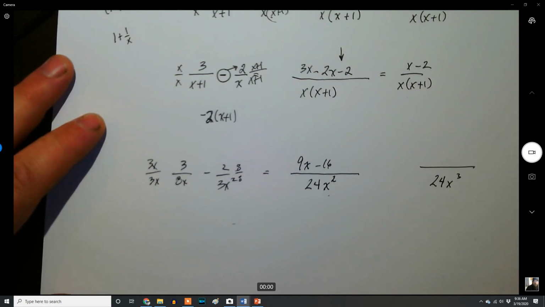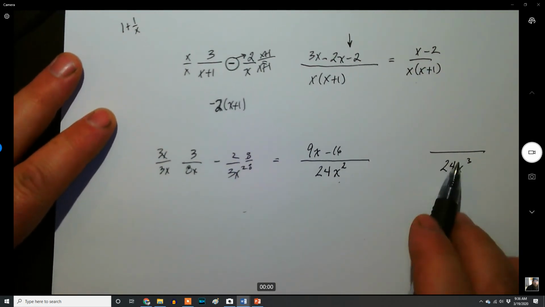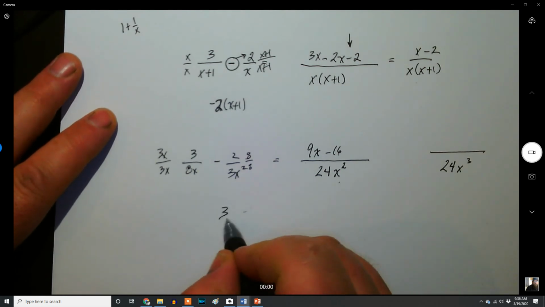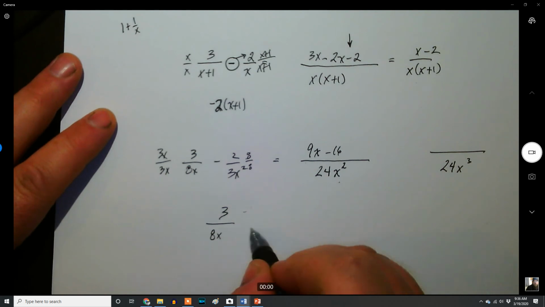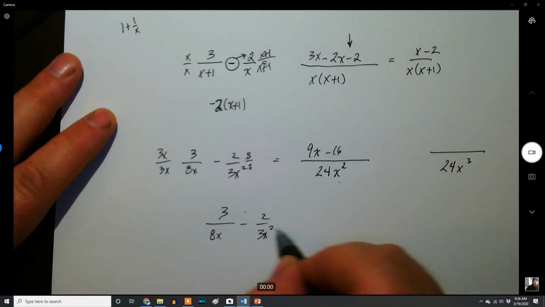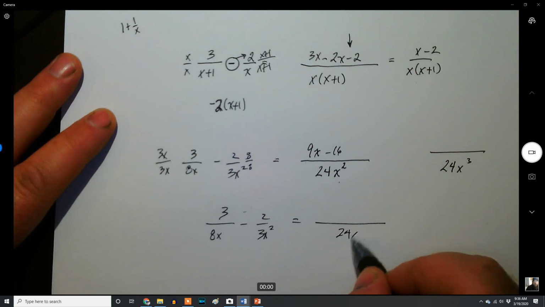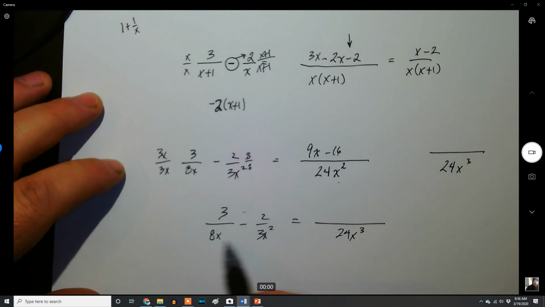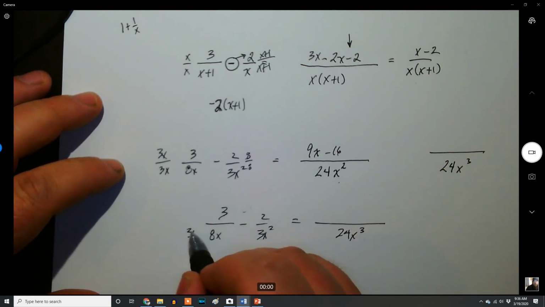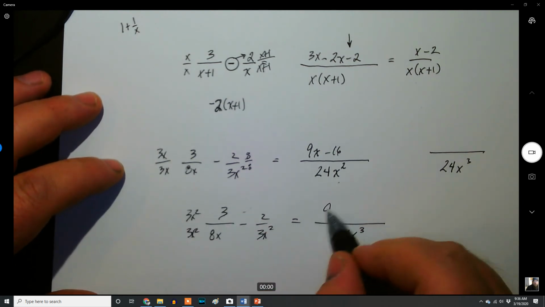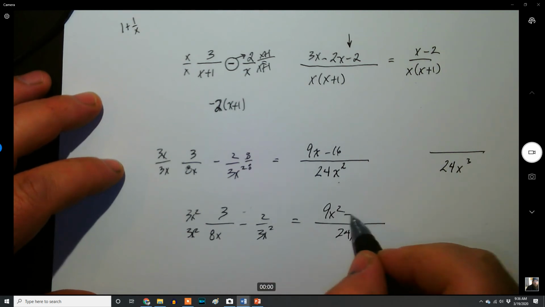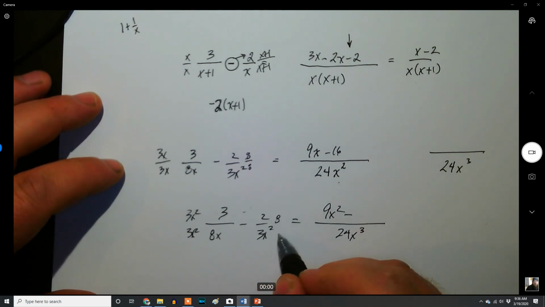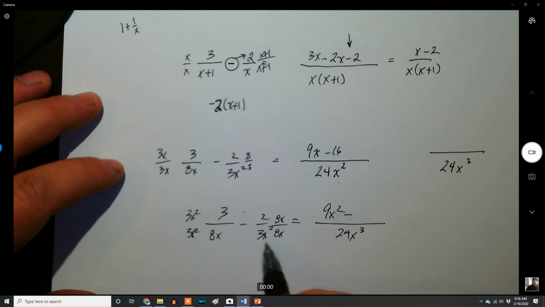All right, now let's see what would have happened if we didn't get that lowest common denominator. Let's say we went with this, right? So go ahead and write it over again. 3 over 8x minus 2 over 3x squared, right? So let's say we said it was 24x cubed. You can still get the right answer. It's going to be more work, right? So in order to make 8x into this, we have to multiply by 3x squared, top and bottom. That gives us 9x squared, right? And then minus, and then times 8x. 8x times 3x squared is 24x cubed.